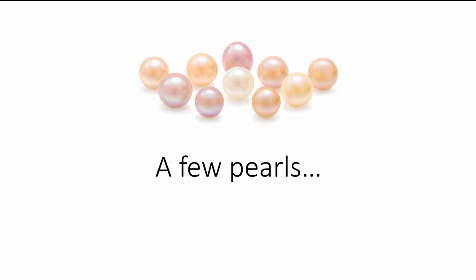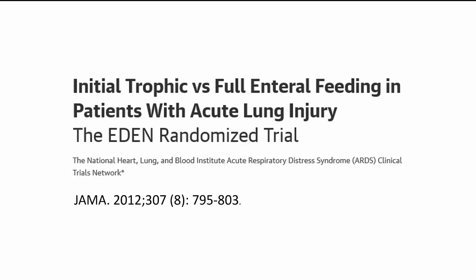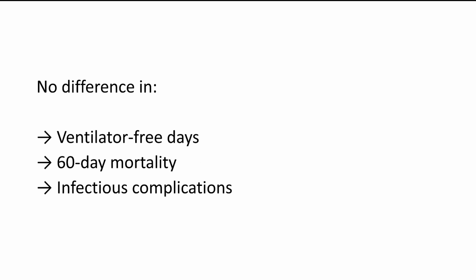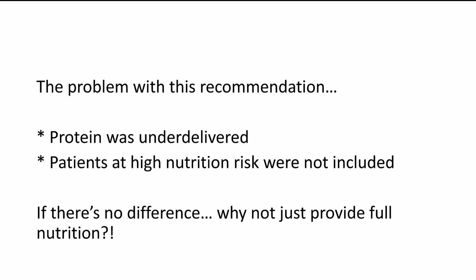Now let's go over a few pearls. What if our patient was not malnourished and at low nutrition risk? The EDEN randomized trial examined initial trophic versus full enteral feeding in patients with acute lung injury. They concluded that there was no difference in ventilator-free days, 60-day mortality, or infectious complications. The problem with this recommendation is that protein was under-delivered, and most importantly, patients at high nutrition risk were not included in the study. So there's more than one way to interpret their results, but if it makes no difference, why not just provide full nutrition?